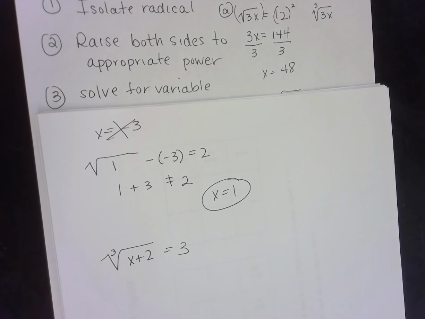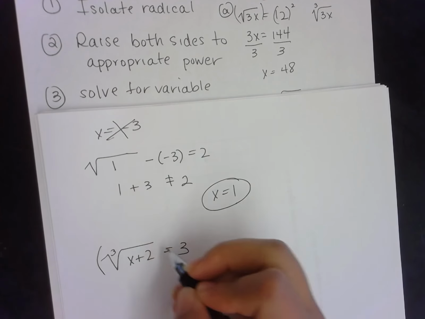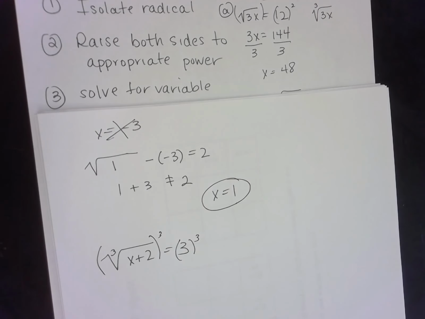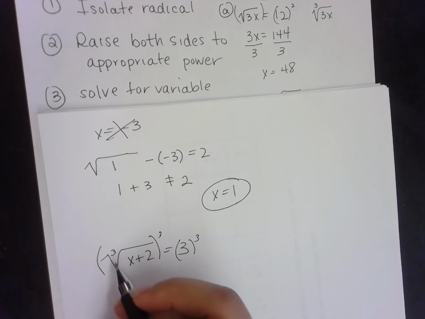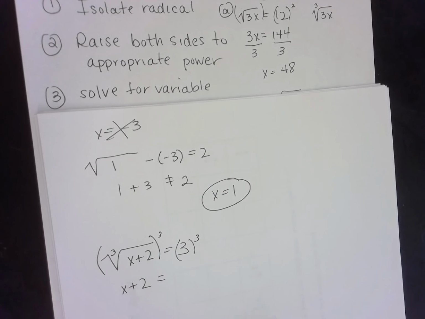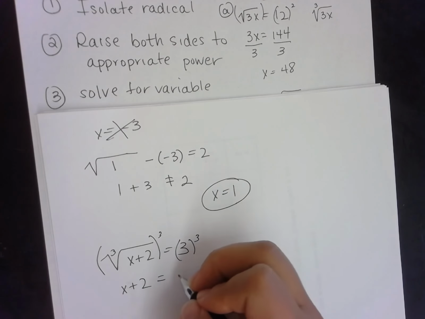So this time, if there was no number here, I would assume it's 2. But since I have the cube root there, that means that I need to raise both sides of my equation to the third power. Just like if I took the square root of something and squared it, I would just get what's underneath the radical. This time I have to cube it to get it out. So I have x plus 2 is equal to 3 cubed, which is 3 times 3 times 3. 3 times 3 is 9, times 3 is 27.